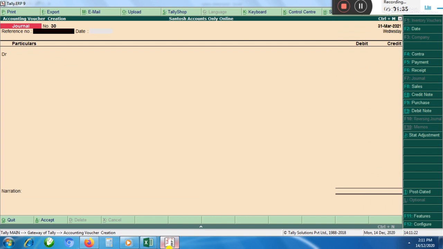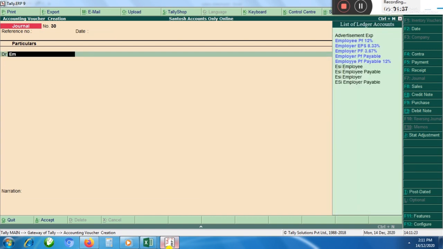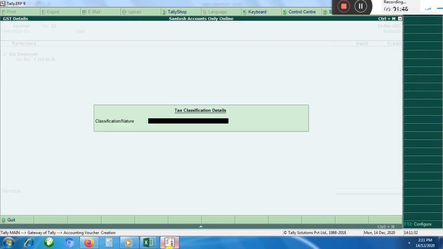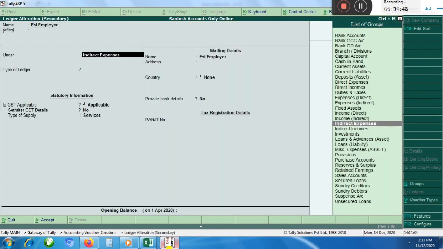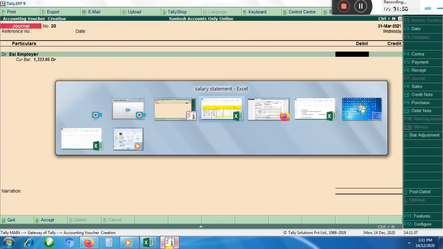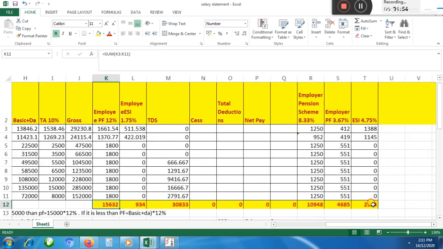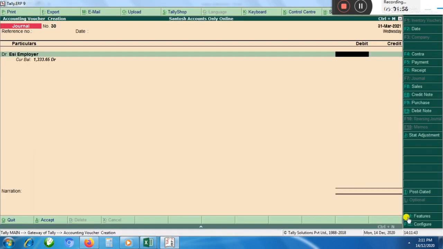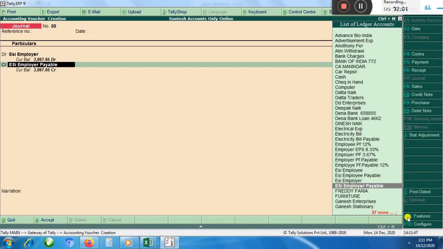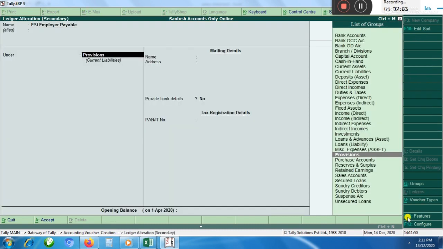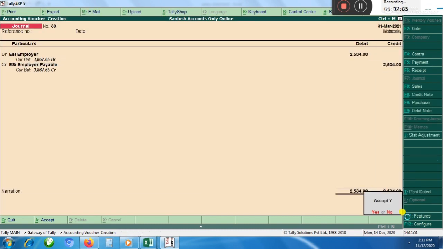Similarly, employer ESI. Employer ESI, first you have to put under indirect expenses, remember. And second is payable, ESI payable employer, that is 2534, 534, and credit will be ESI payable. This is all provisions. Okay, so this is the way.